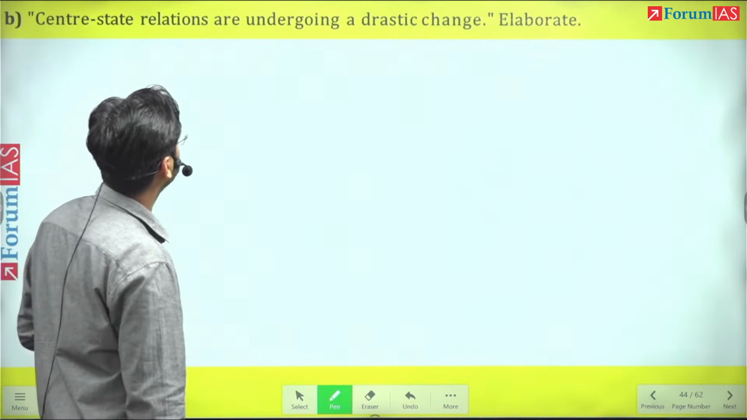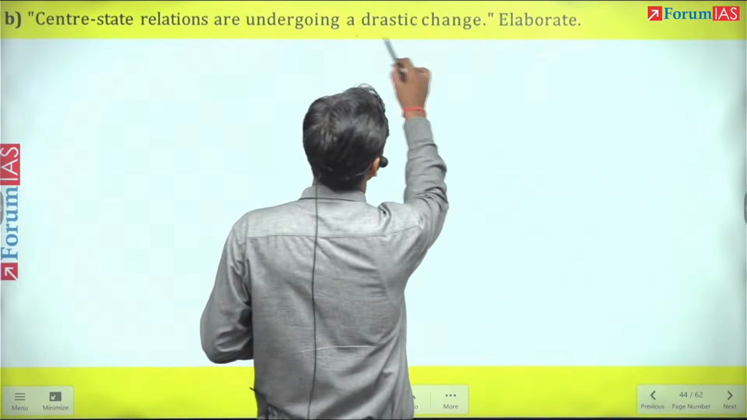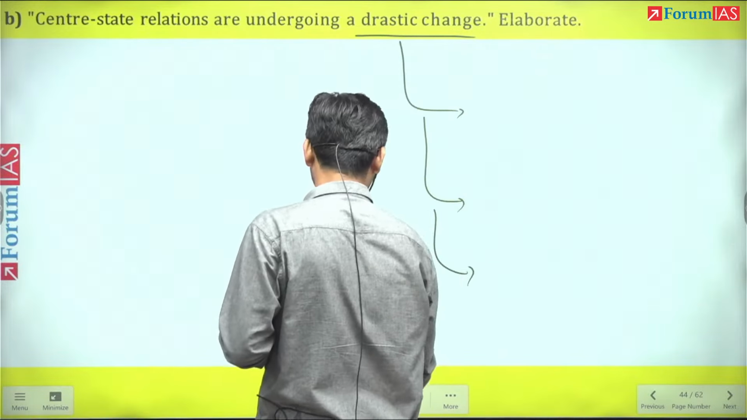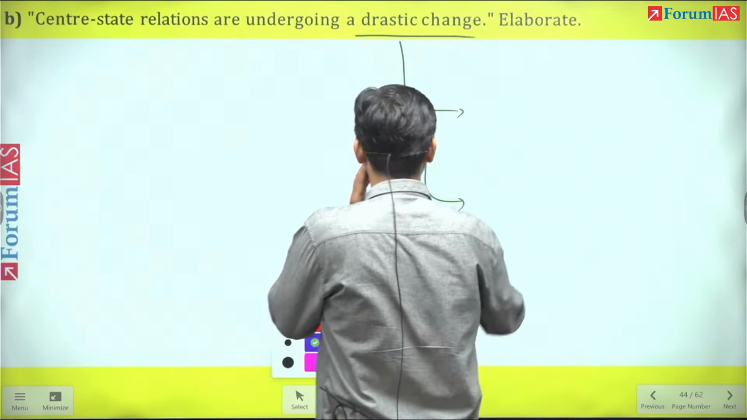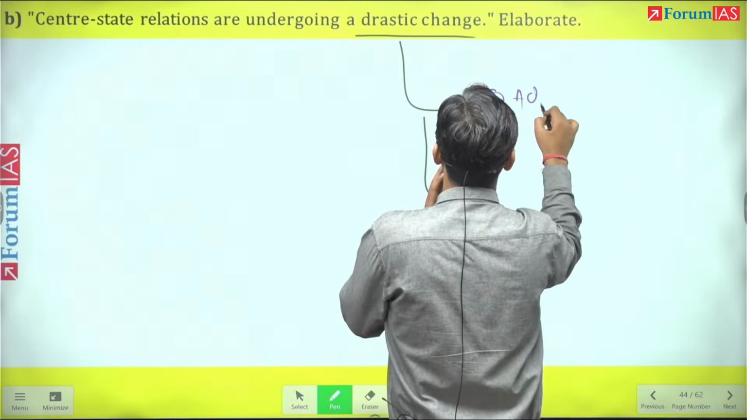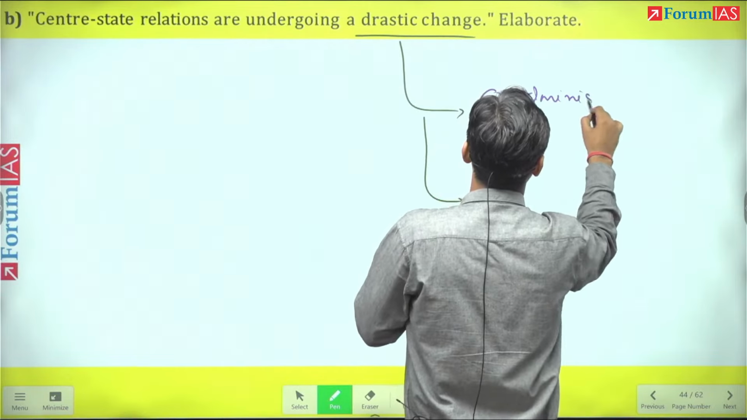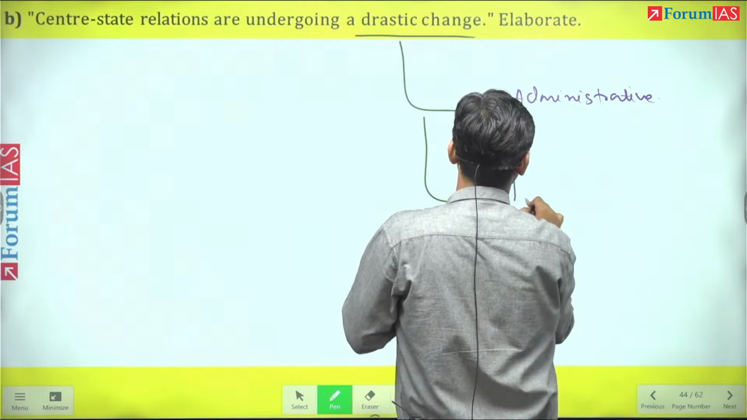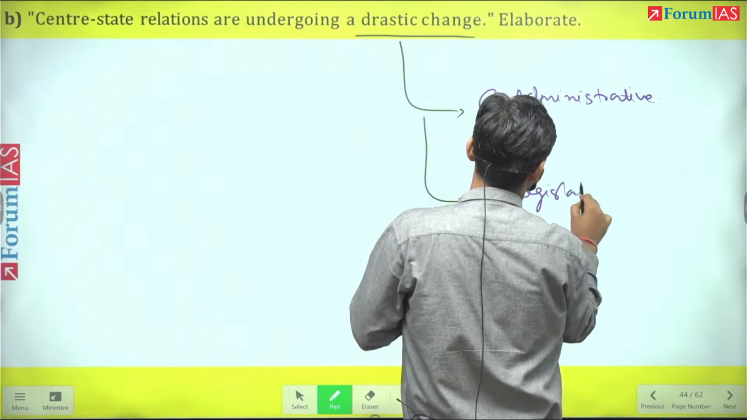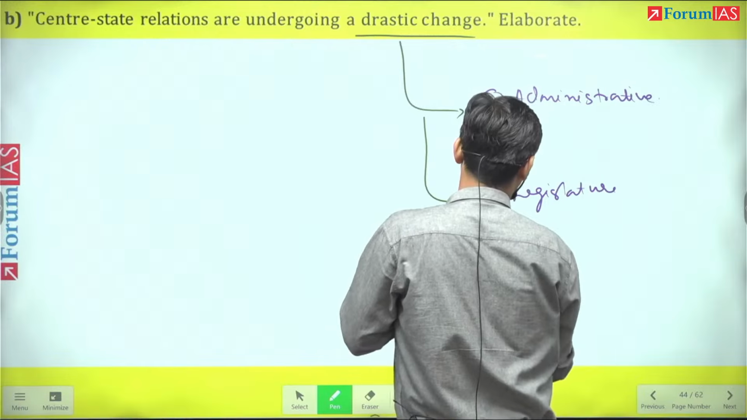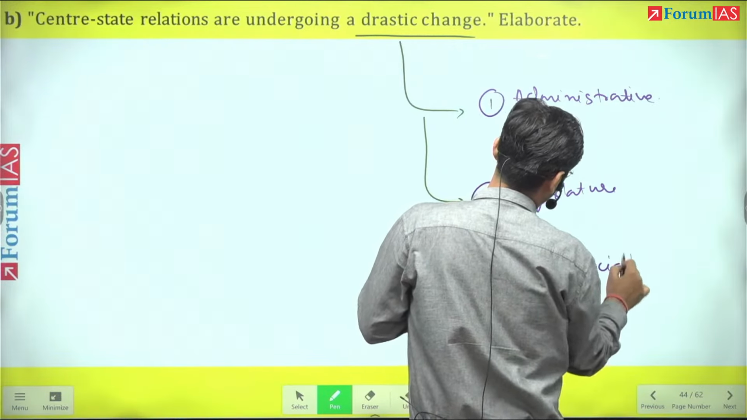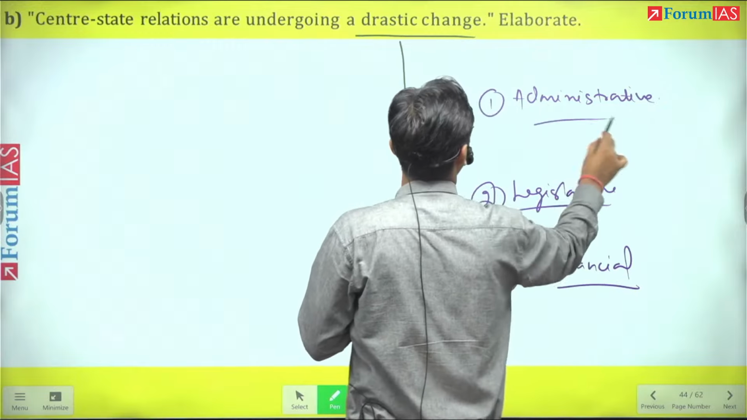Center-state relations are undergoing drastic change. Elaborate. See, question is asking you to elaborate. So, write in terms of the changing aspect in administrative, then legislature, then the financial.